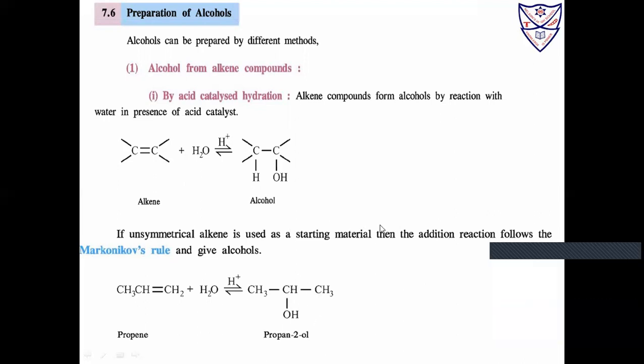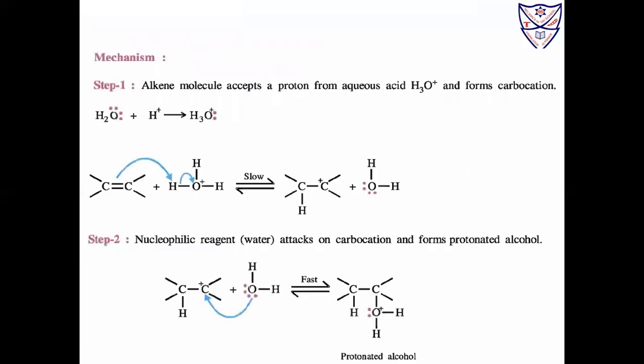So if an unsymmetrical alkene is used as a starting material, then the addition reaction follows the Markovnikov rule and gives the alcohol over here. So propene reacts with water, it gives propan-2-ol. So see the mechanism over here. The alkene molecule accepts a proton from aqueous acid H3O+ and forms a carbocation. So this is the alkene group, this is the water.